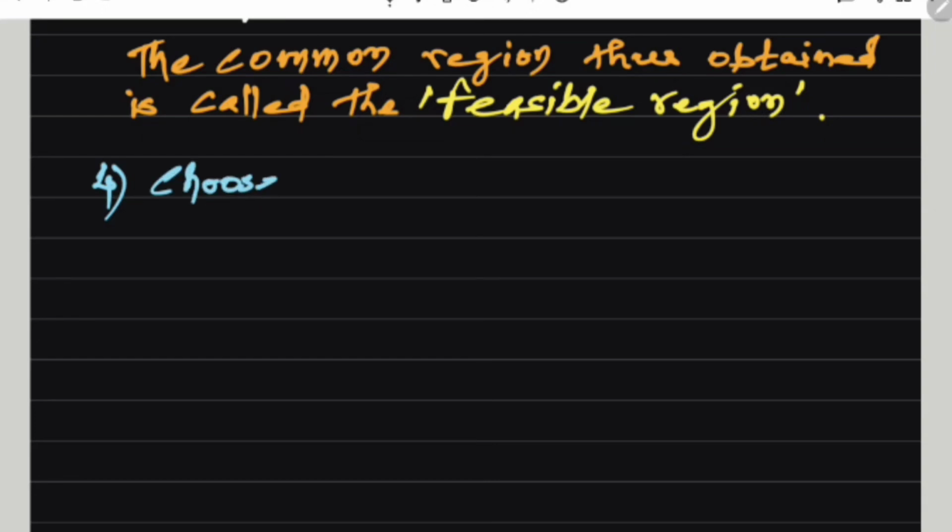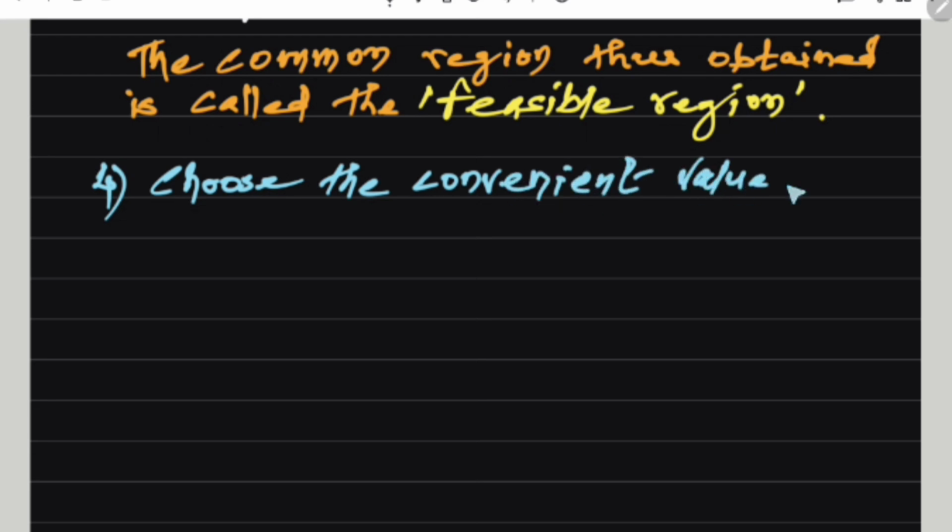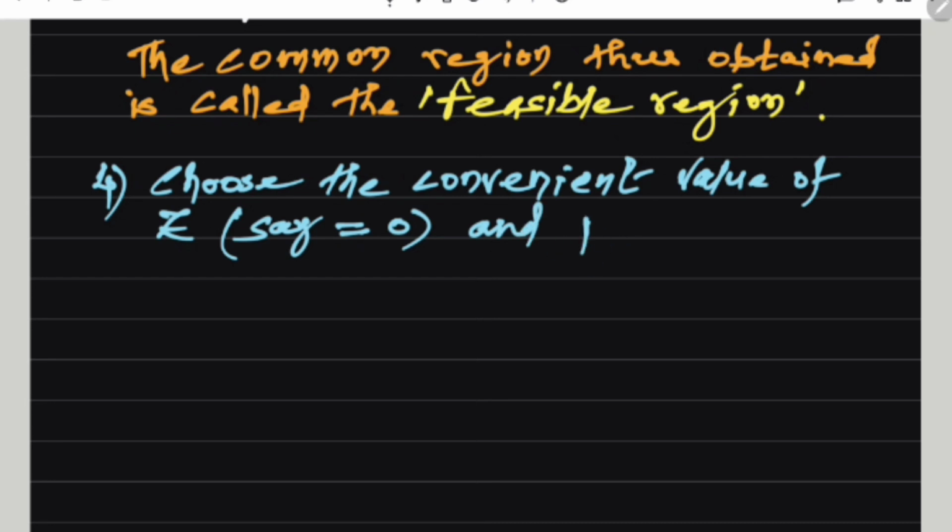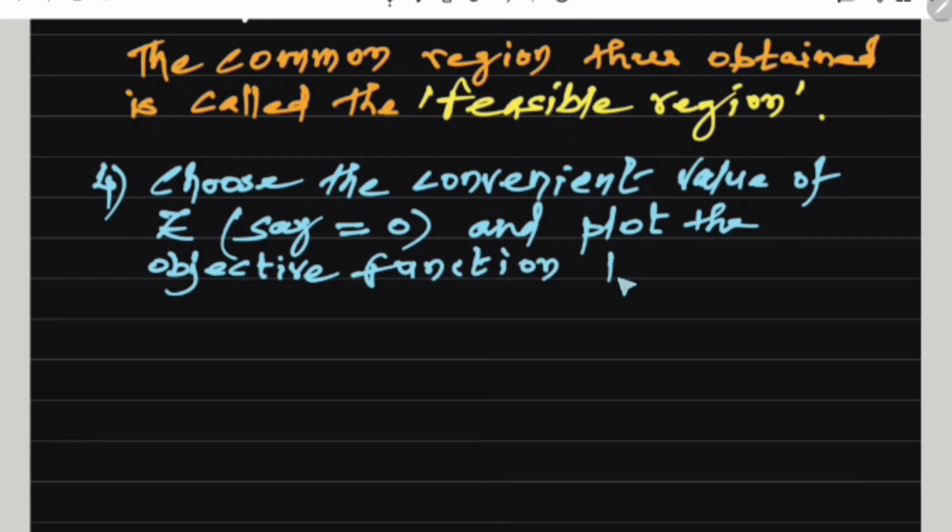Step number 4, choose the convenient value of z. Suppose it is equal to 0, and plot the objective function line.